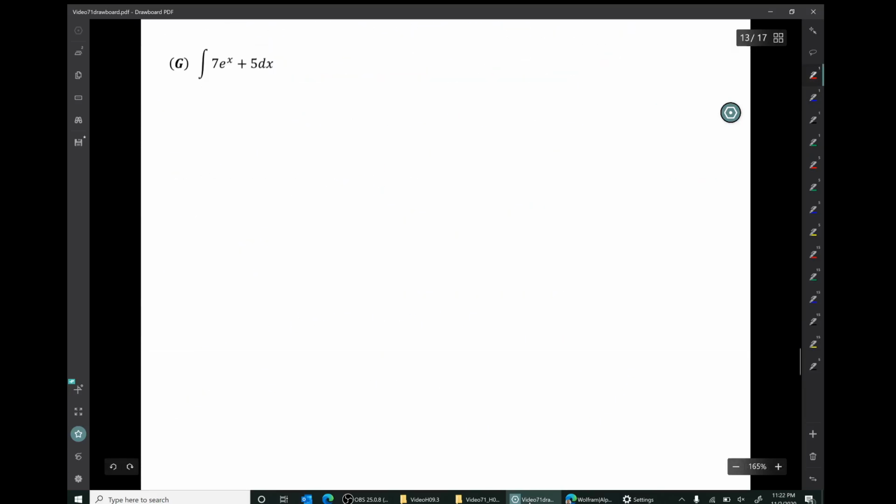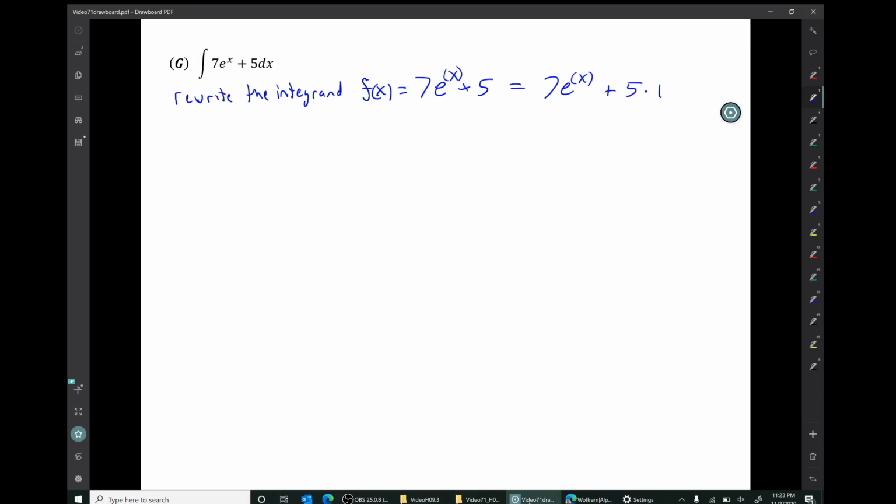Let's go on. Question G might look at first like we don't need to rewrite the integrand, but in fact we do. I want to write this plus 5 as plus 5 times 1 so that I have a constant times a power function. Now we're ready to integrate.